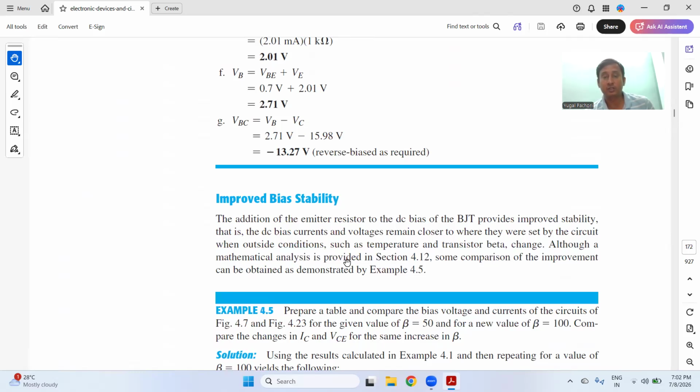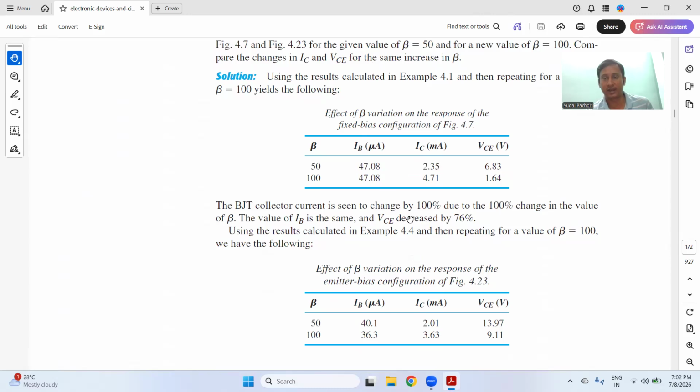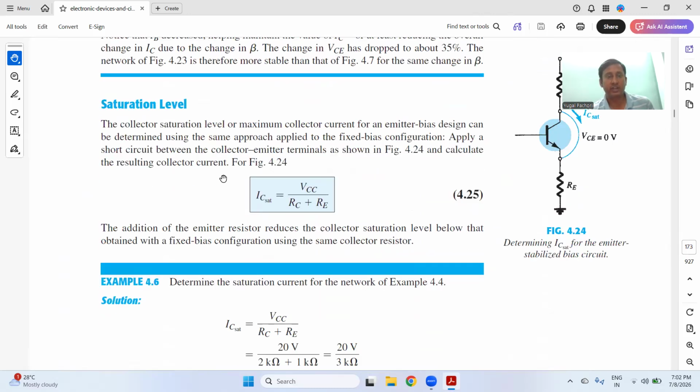A mathematical analysis is provided in section 4.12 with some comparison. So you can do the analysis of why this emitter bias configuration is more stable than the fixed bias configuration in section 4.12. And by comparing the results of the fixed bias and the emitter bias, you can form your judgment that the emitter bias configuration is more stable than the fixed bias configuration. So this is the analysis. You can do the beta variation.